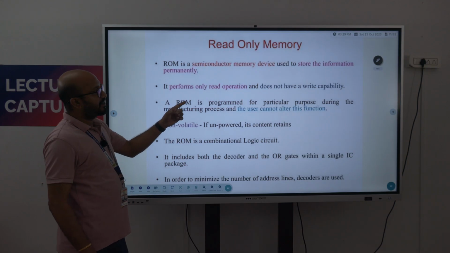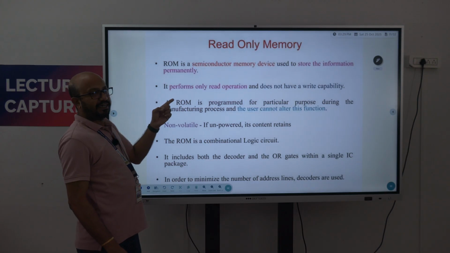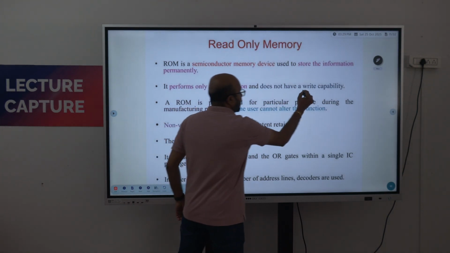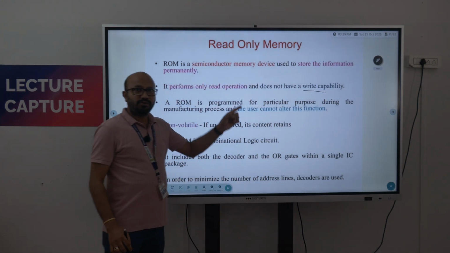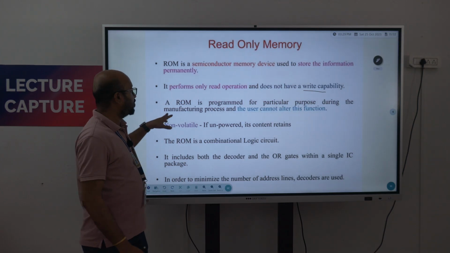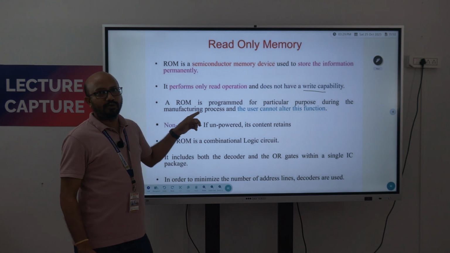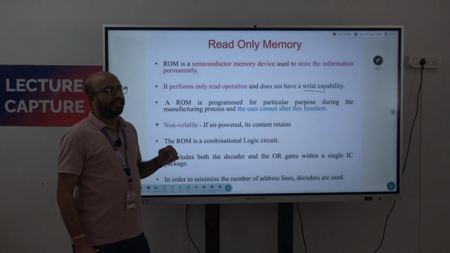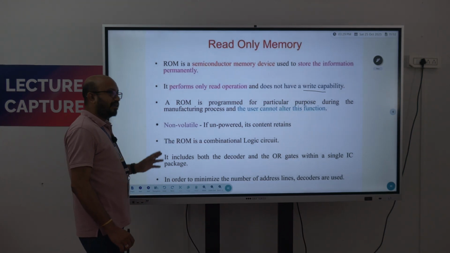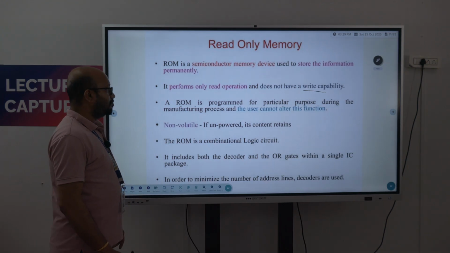ROM is a semiconductor memory device used to store information permanently. It performs a read operation and does not have write capability. You have to remember that ROM doesn't have write capability, because it is read only memory. In RAM we can both write and read. It is non-volatile: if unpowered, it retains the data, it doesn't delete the data. So ROM is a non-volatile memory also. That is the important thing.